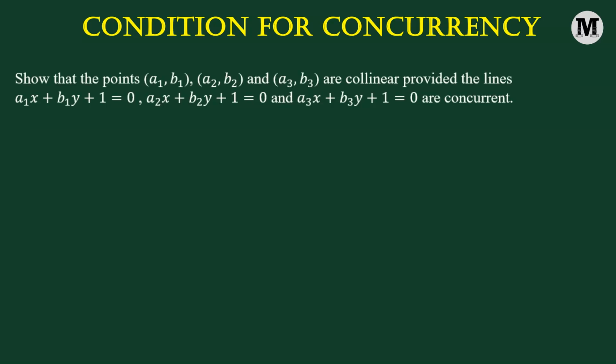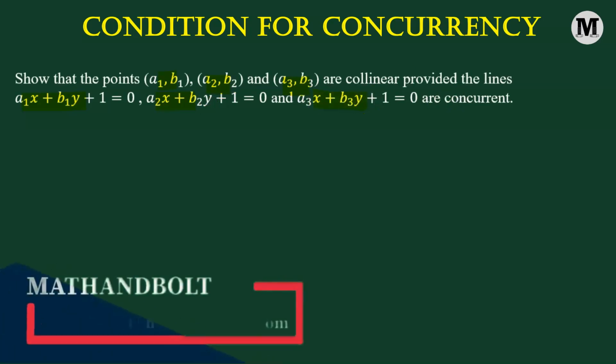Show that the points A1, B1, A2, B2, and A3, B3 are collinear, provided the lines whose equations are given to us, these three lines, are concurrent. Okay, let us begin. Now, what we'll do, we'll start with the three lines.